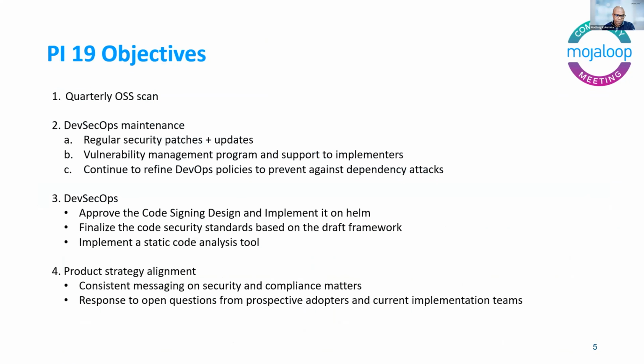And in conclusion, we haven't done a lot this PI except for the first point, but Louis and Sam have been continuing with the DevSecOps maintenance around vulnerability and patching. They are looking to add a little more activity in the next PI around code signing, approving the standard, and implementing a static code analysis tool, as well as working with Steve and Paul to align the messaging around the regulators and anybody else wanting to adopt this.